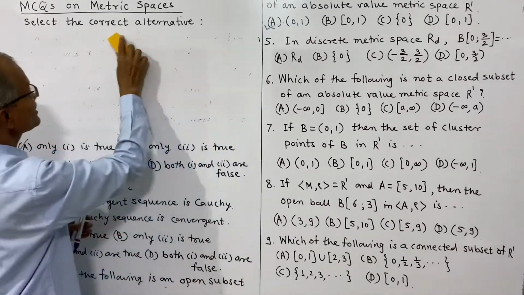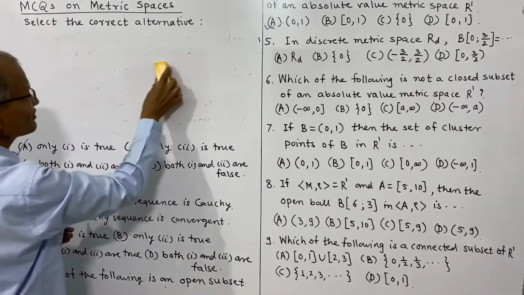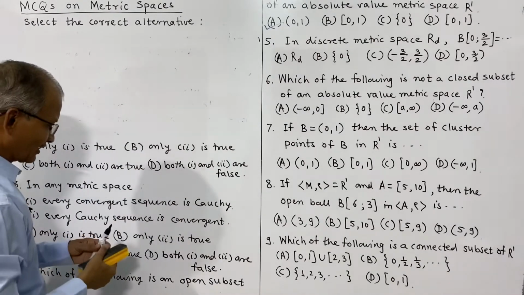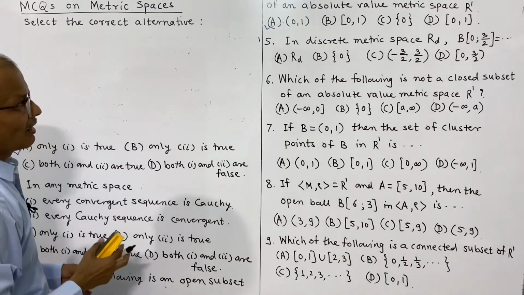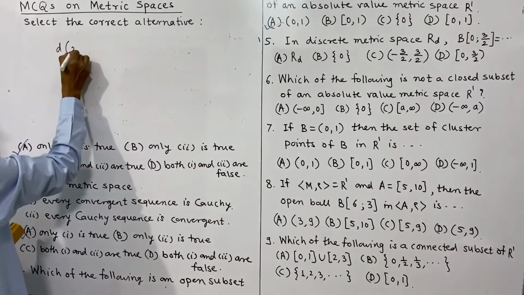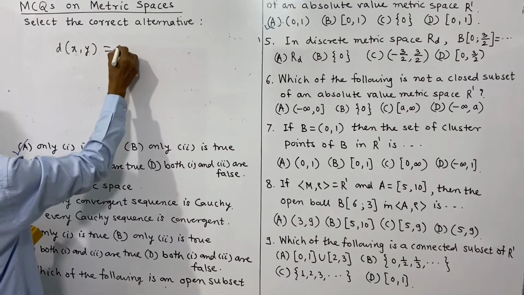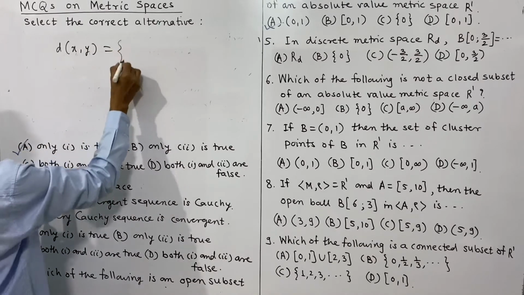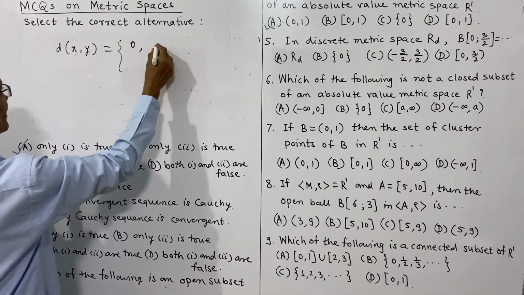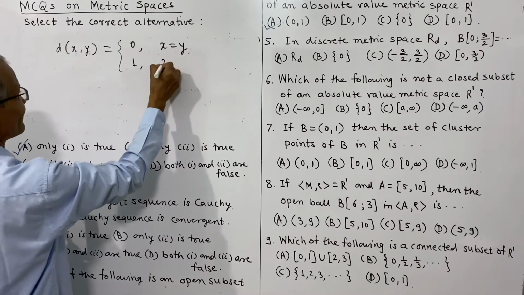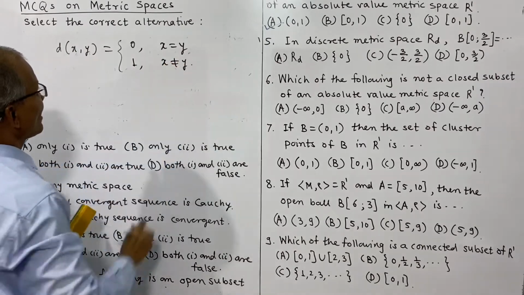For this, what is the definition of a discrete metric space? We know that the discrete metric is defined like this: D of x, y is equal to 0 if x is equal to y, and it is 1 if x is not equal to y.